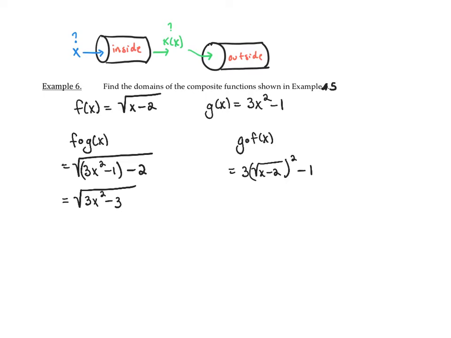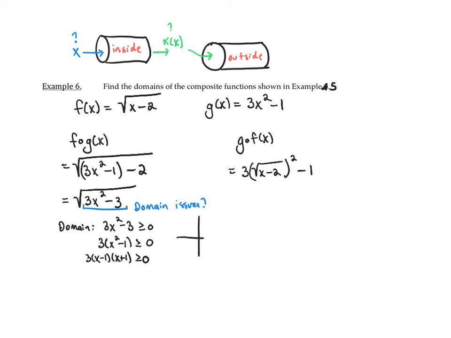So then what I need to do is examine the final function and think about, are there any domain restrictions on this? And I do, because this is a square root function, and with a square root function for our domain, we need whatever the radicand is, 3x squared subtract 3, to be greater than or equal to 0. Well, I can go ahead and factor a 3 out, and I get x squared subtract 1. And then I could factor, and I have x subtract 1, x plus 1 is greater than or equal to 0.